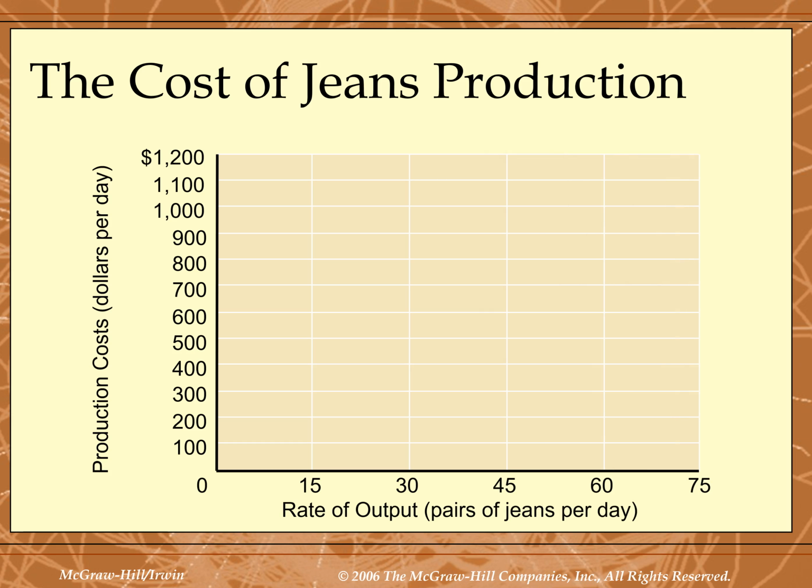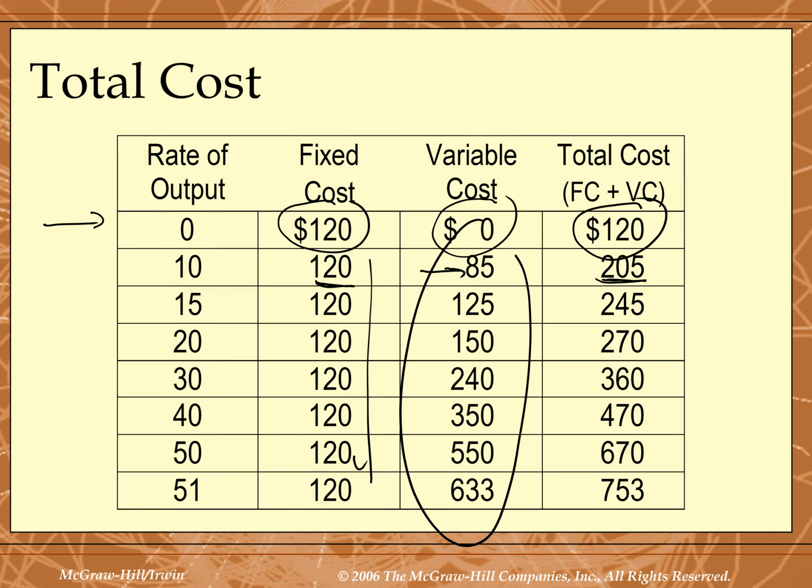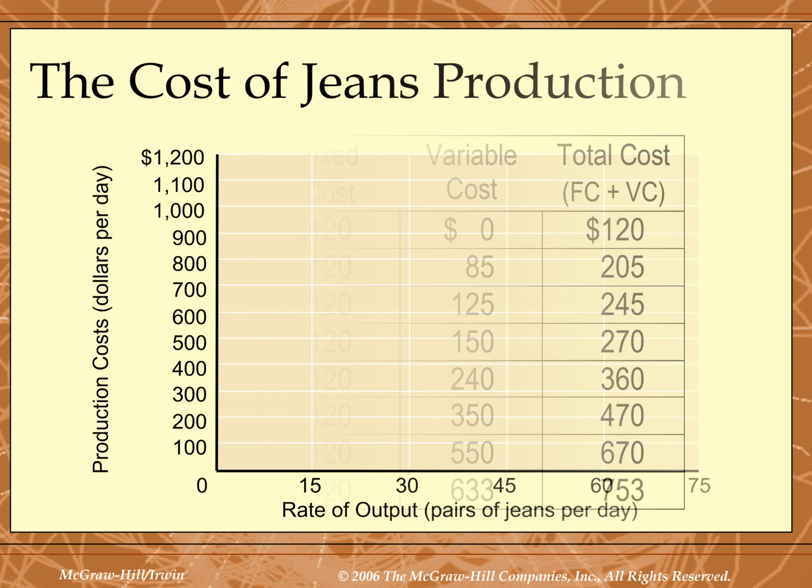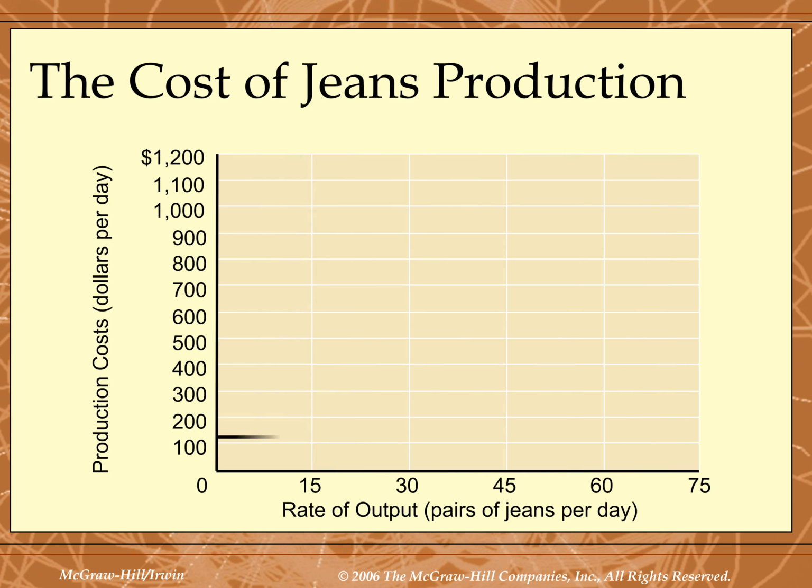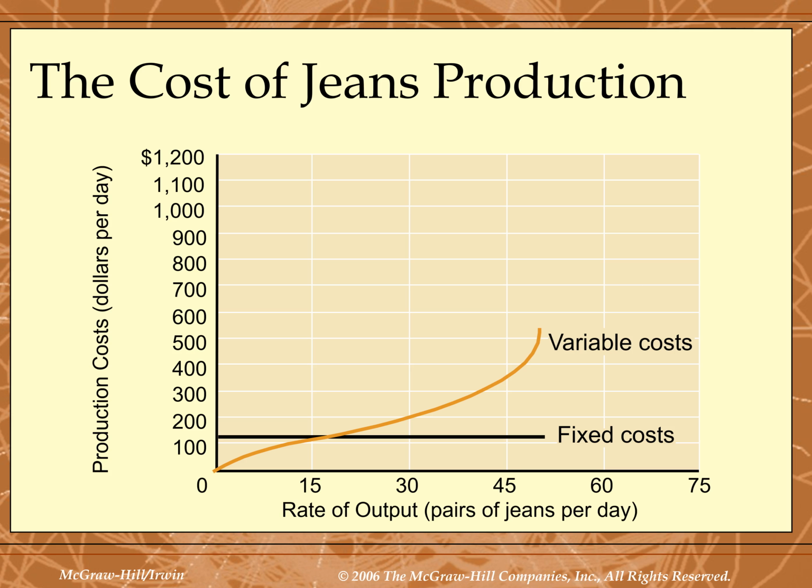And graphing it is pretty straightforward. Graphing fixed costs is definitely straightforward. Remember, fixed costs, as you see here in this slide, fixed costs are 120. Well, since it doesn't change with the rate of output, it's going to be a straight line at 120. Now, variable cost does change. Now, fixed costs and variable costs equal total cost. And we can figure that out.